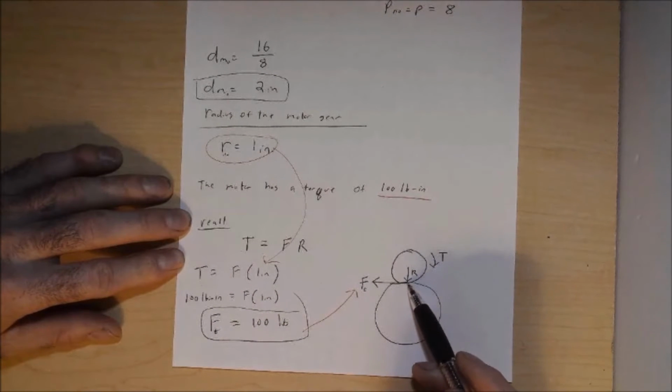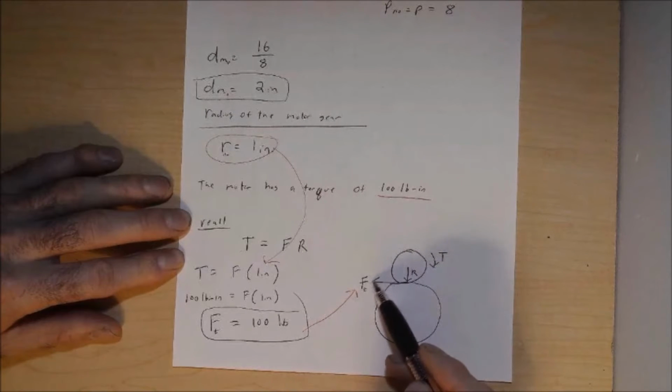And how does this look at here? So this is our motor gear and our idler gear here. Here's our F sub T right there.